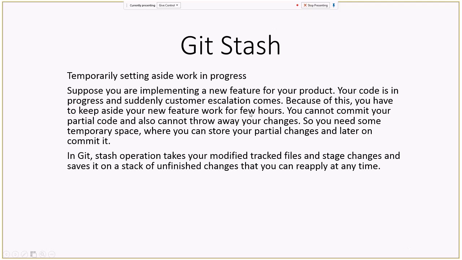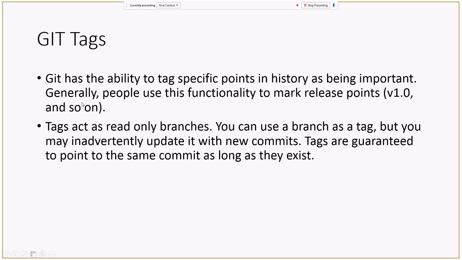Okay, so that's stashing. Git tags is just another concept. Git has the ability to tag specific points in history as being important. Generally people use this functionality to mark release points. I suppose the best way to describe tagging is that tags act as read-only branches. You can use a branch as a tag, but you may inadvertently update it with new commits. Tags are guaranteed to point to the same commit as long as they exist.